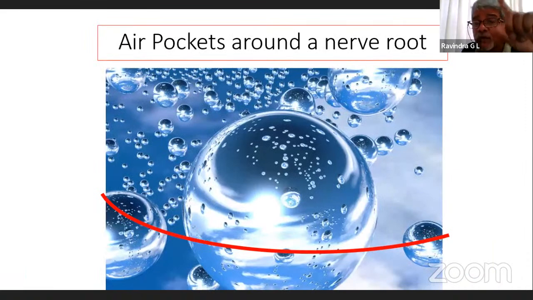Air pockets around a nerve root, when we have pushed a lot of air in, can form an air pocket around the nerve root, and that nerve root may not get blocked at all because the drug does not come in contact with the nerve root. So it may not get blocked at all, and that can create a problem.